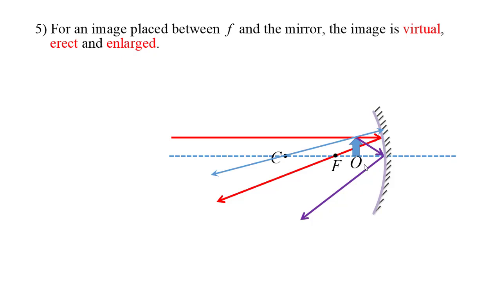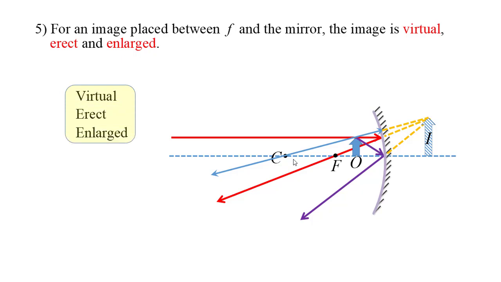is reflected back on itself because it is passing through C. A ray that is going through the center of curvature is always reflected back on itself. And these rays appear as if they are coming from beyond the mirror at the other point, so the image is created on the back side of the mirror. That is indicative of the fact that this image is actually virtual, and this image is virtual, it is erect or upright, it is enlarged. So that is the image characteristic whenever the image is between the focal point F and the mirror.